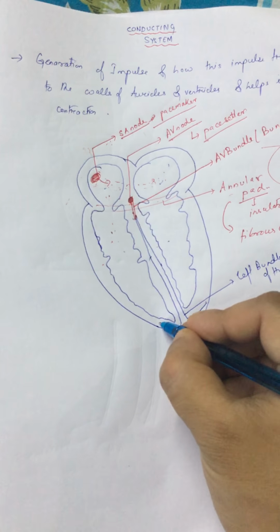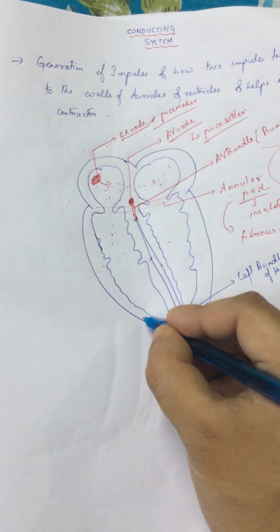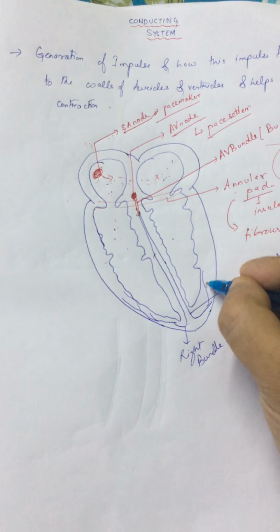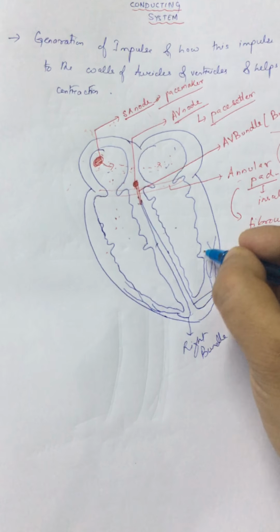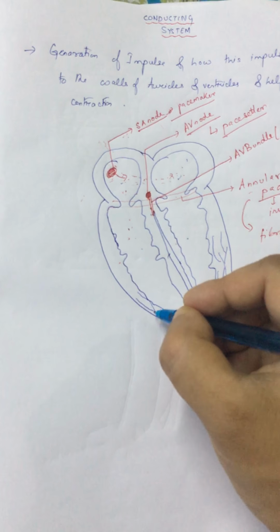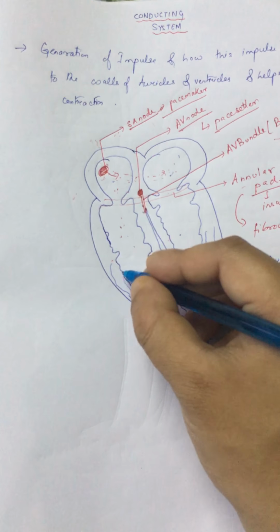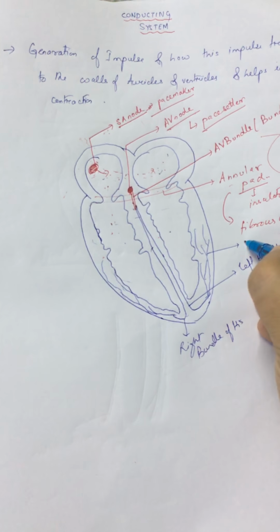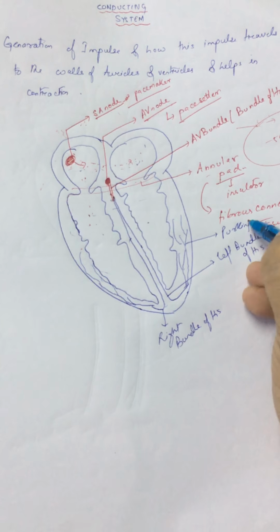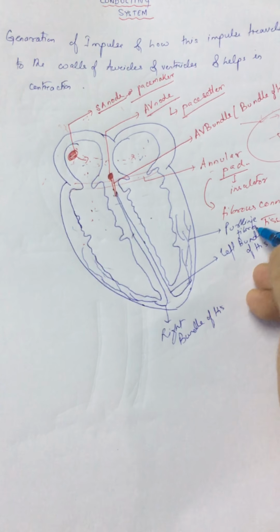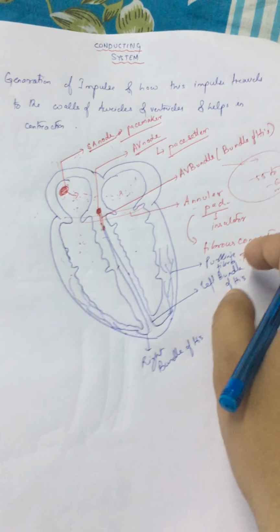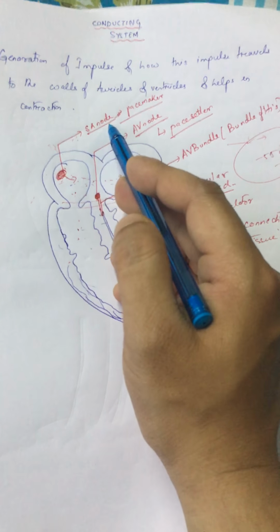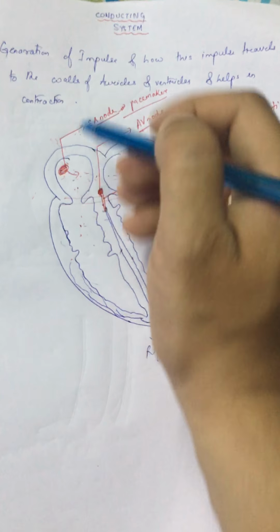The left and the right bundle of His will be transferring the impulse to the upper part of the ventricles, and they divide into very thin fibers called the Purkinje fibers, which transmit the impulse to the whole ventricular side. These fibers are the last part of the conducting system. The first part, which generates the impulse and has auto rhythmicity, meaning it can maintain the rhythm itself, is called the SA node.